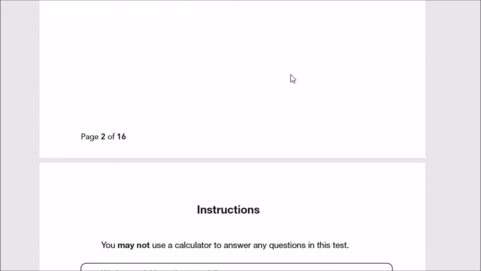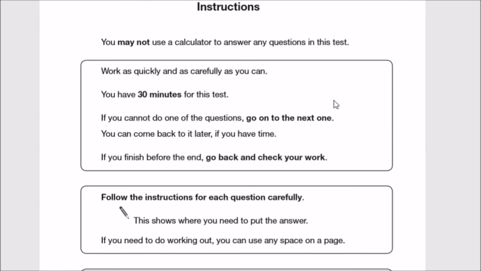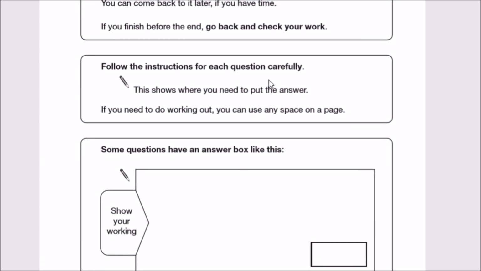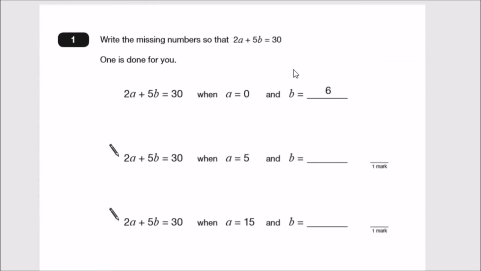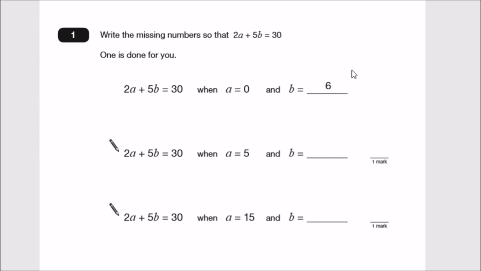So as usual, you're only given 30 minutes to answer this test, but we're going to try and narrow it down much quicker. So let's jump straight into it. So question 1, what does it say? Write the missing numbers so that the algebraic equation 2a plus 5b must be 30. 1 is done for you.